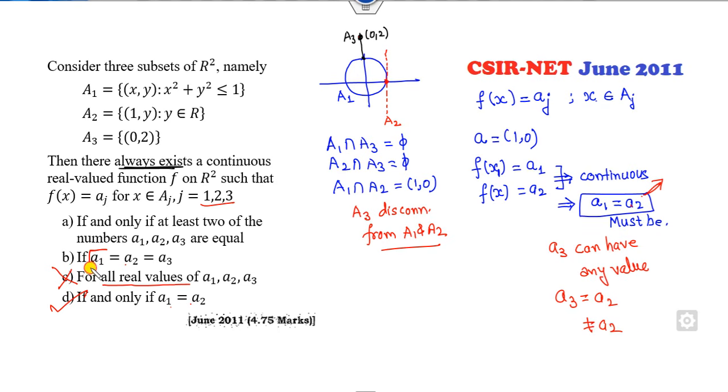So the major thing is this must be true. So this is the correct option. If and only if at least two of the numbers are equal. If I say at least two of the numbers are equal, so I can assume this and here. Fine, this also satisfies this property, but we must know A1 and A2 must be equal. So it means this option is cancelled. Fine, so if I say at least, I can assume these numbers are there, but A1 and A2 are not equal, which is not possible. So the answer is B and D. B and D are my correct options for this problem.